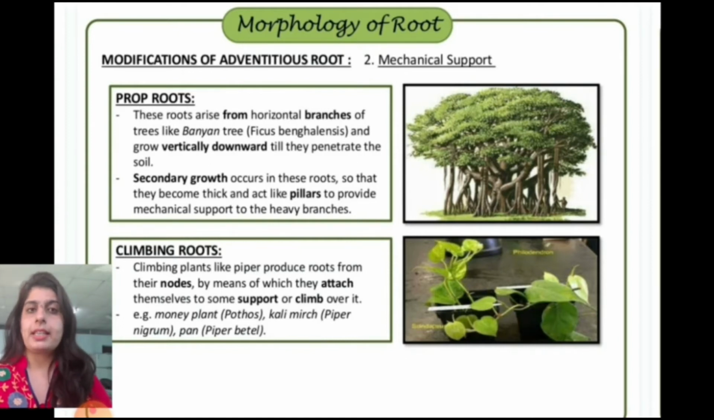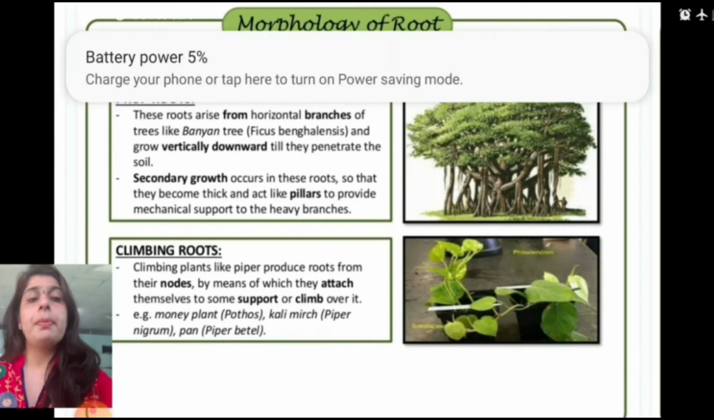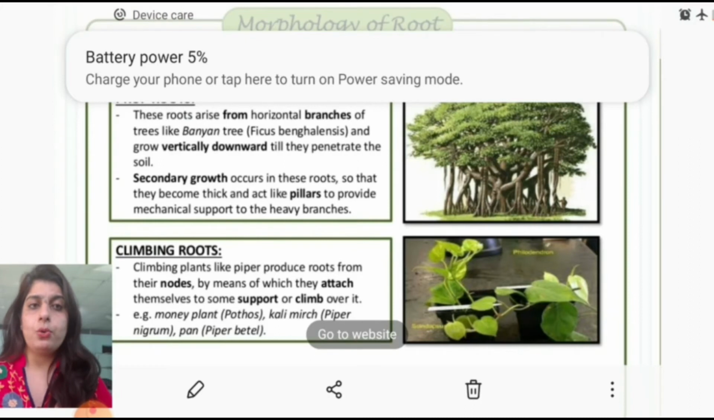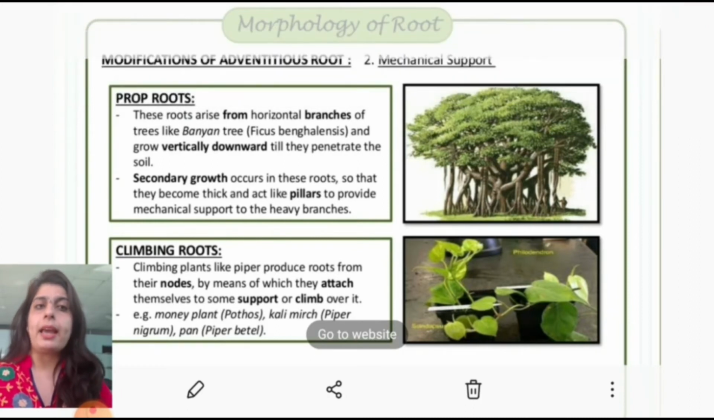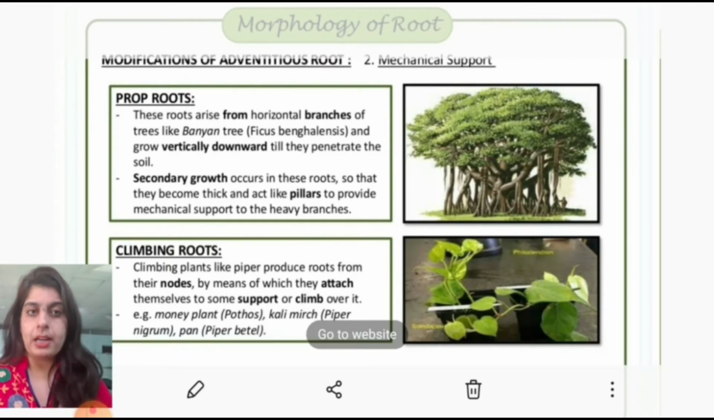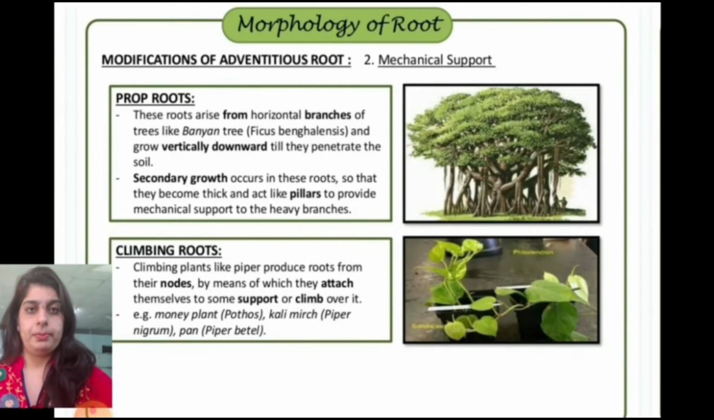The next is climbing root. Climbing roots are the roots which arise from the nodes, and these roots attach to another part of the plant, or another plant, so that they can take the support and climb over the plant. The examples of such roots are Kali Mirch plant, then money plant, then piper betel, which is also known as pan. These are the examples of climbing roots.